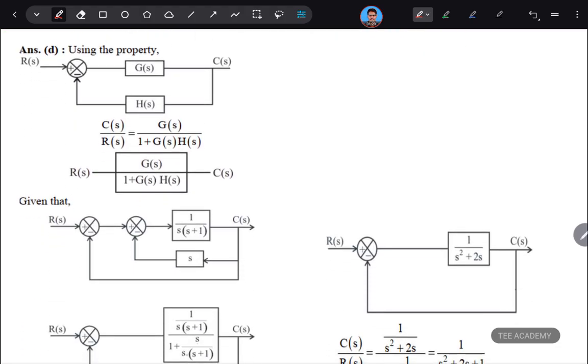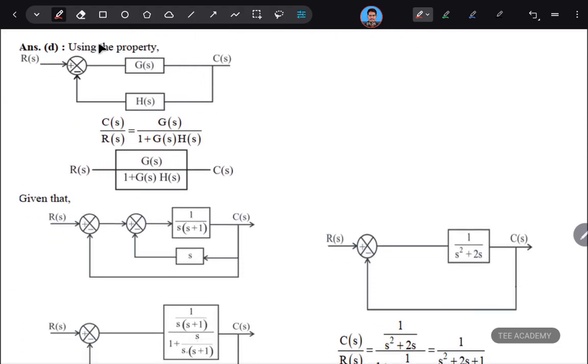Here we use a property: there is a negative feedback system or a positive feedback system. It's a positive feedback system here. For a positive feedback system, see the formula: C(s)/R(s) is equal to G(s)/(1+G(s)H(s)). This is the basic formula. If there is a negative sign here, then it is positive, and if you have a positive sign here, it will be negative. Generally, in most cases we will use negative feedback systems.